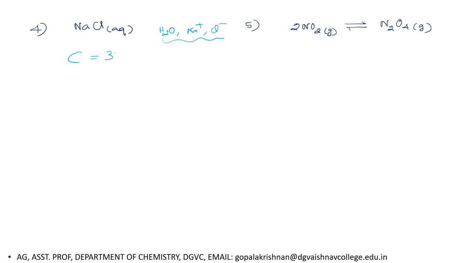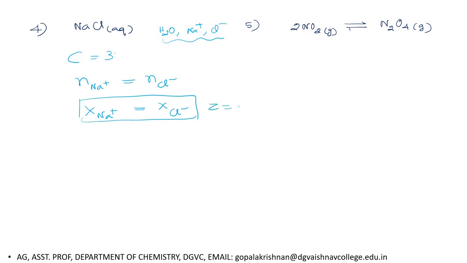Now, is there any chemical equilibrium? If you take aqueous sodium chloride, definitely there is no chemical equilibrium, but we have ions. Whenever ions are present, electrical neutrality should be maintained. What is meant by that? It means the number of moles of sodium ion should be equal to the number of moles of chloride ion. These two must be equal. So we have a relation now. Divide both the values by the total number of moles. So we can write mole fraction of sodium ion should be equal to mole fraction of chloride ion. So we have an additional condition now, where Z equal to 1.